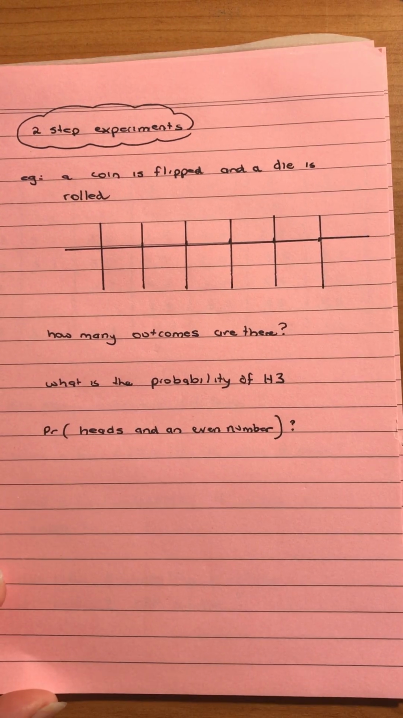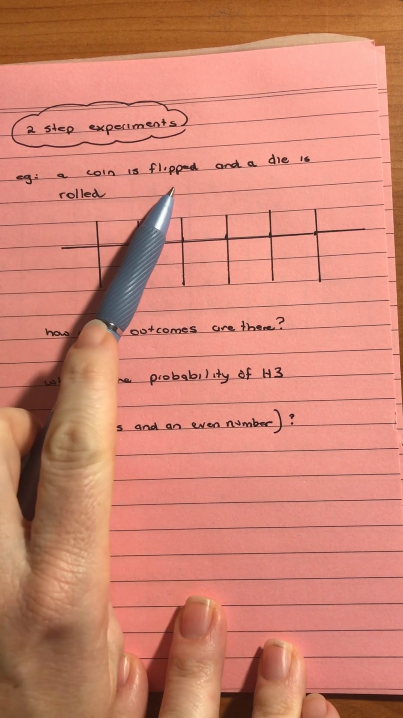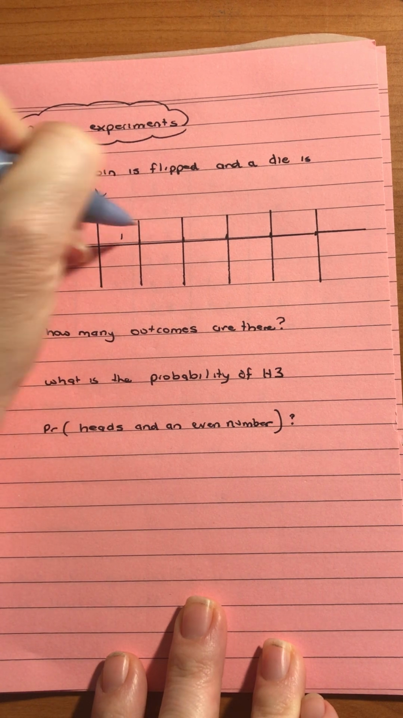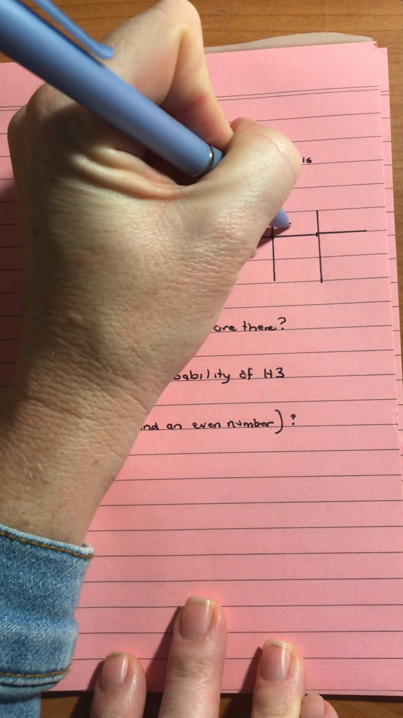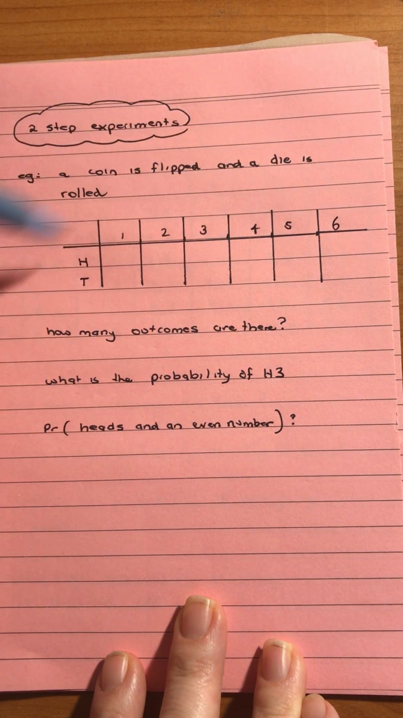Okay, we're looking at a couple of examples where we can do two-step or multi-stage experiments. In this case, a coin is flipped and a die is rolled. When we roll our die, we can get 1, 2, 3, 4, 5, 6. When we flip a coin, we can get heads or tails. Now we can fill out a table showing the combinations, or the outcomes.